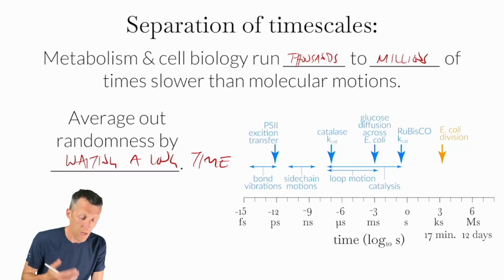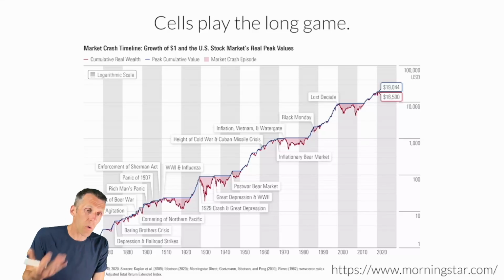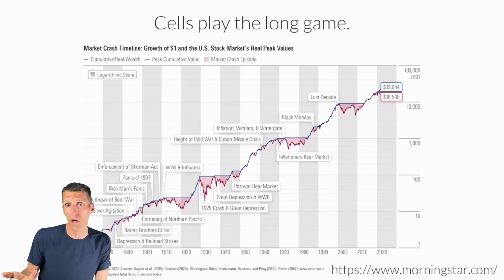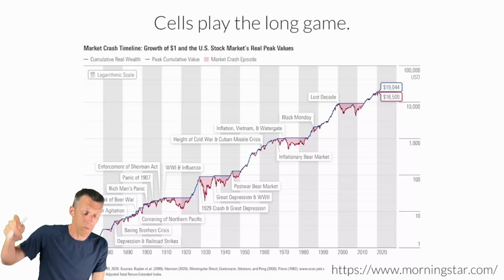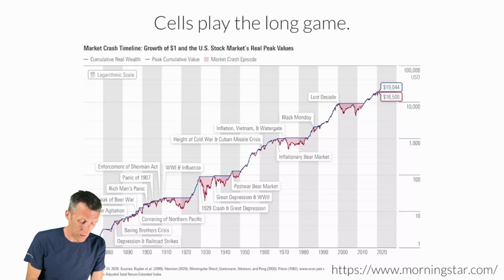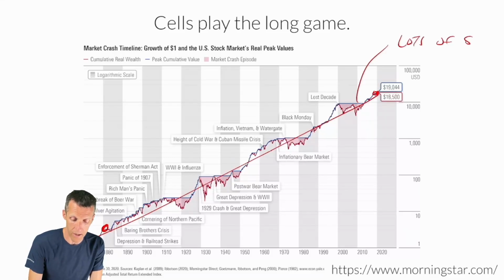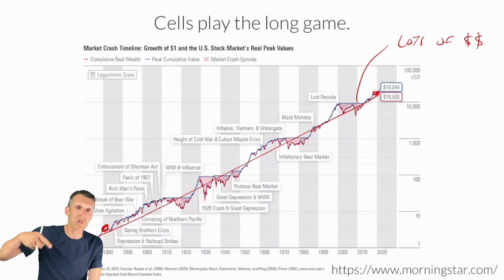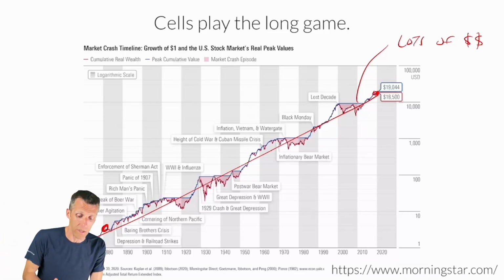Great. Okay, you can average out this by waiting a long period of time. Another way to put this is that cells are playing the long game. Maybe you've heard this in the stock market, that the stock market goes up and down every day. But if you play the long game, if say you bought in 1880 down here, and then you sold in the 2010s, you would have made a ton of money, because you averaged over all the random fluctuations in the market, right? By waiting for a long period of time.